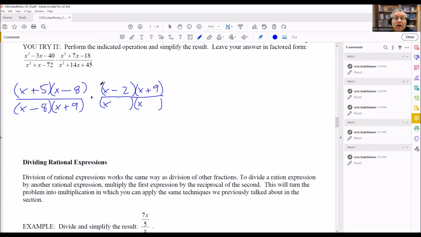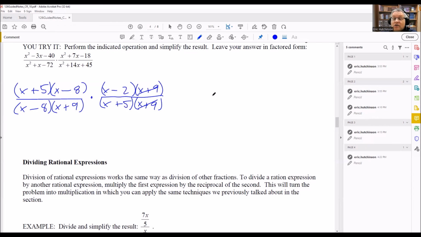Then one last one, I have 45. 5 times 9 is 45, so that's the combination I want to use. So 5 and 9, and then both of those are going to be positive because everything else in the bottom is positive. Now we start cross-canceling.